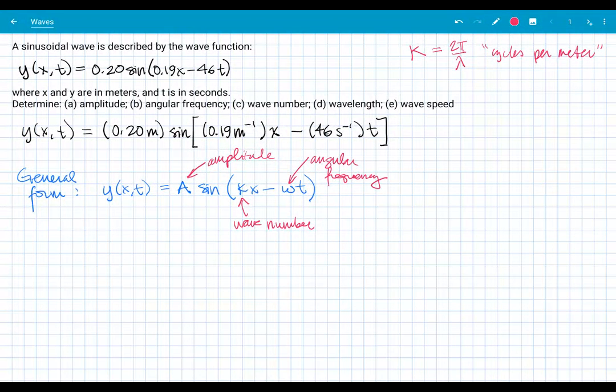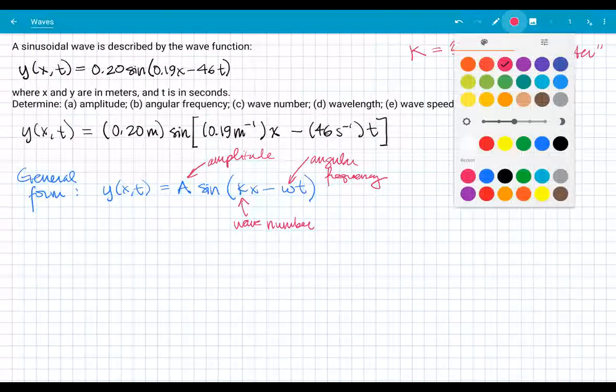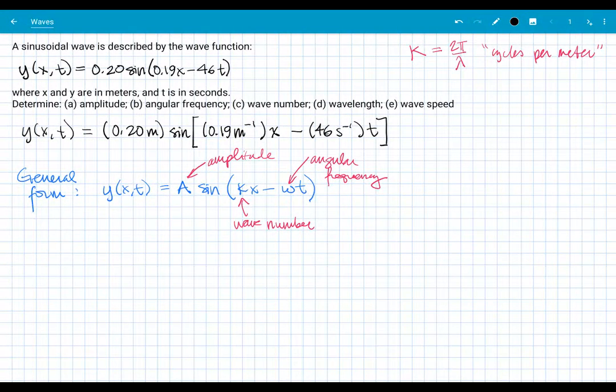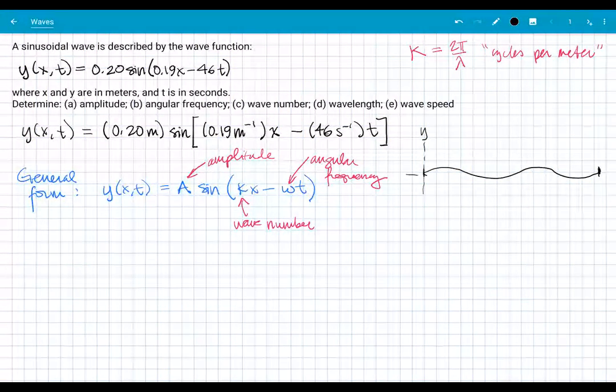Okay, t is time. x is where you are on the rope. Your textbook has gorgeous illustrations. I don't know that I'll try to do them. For my wave on a string example, something like this, I would have that my y would be the vertical, right? This is y, and my x is the horizontal.